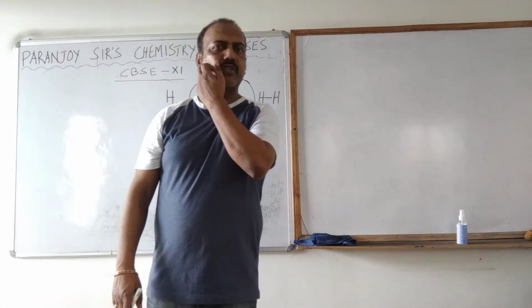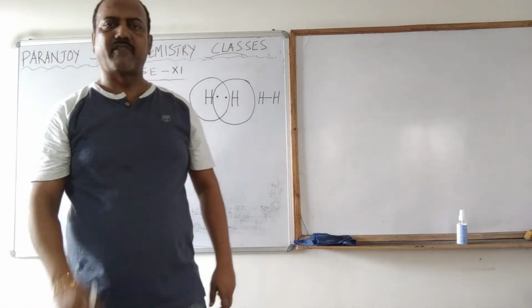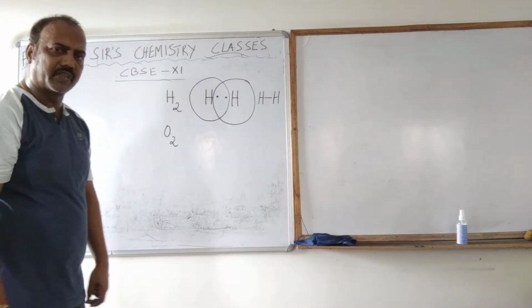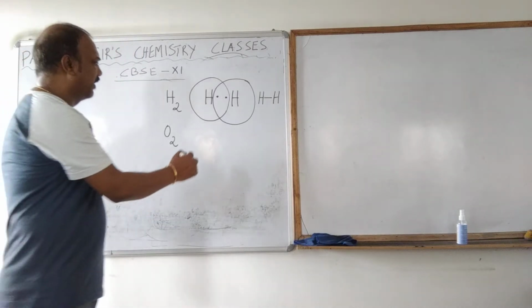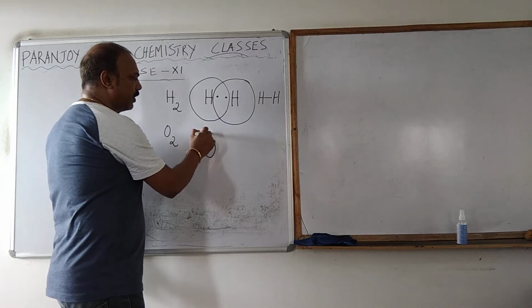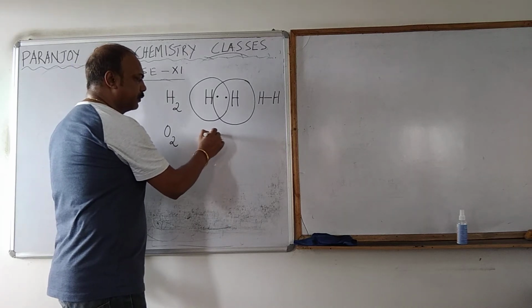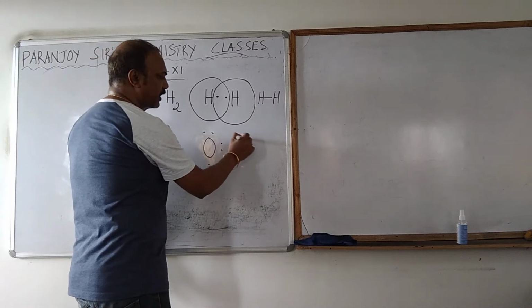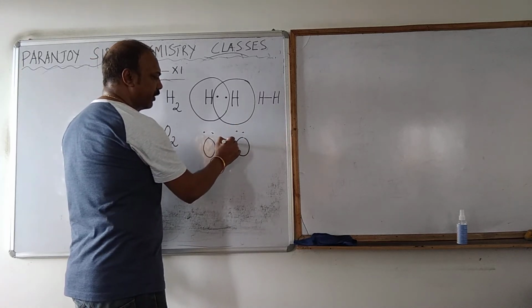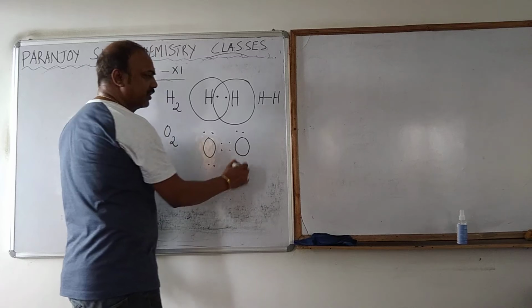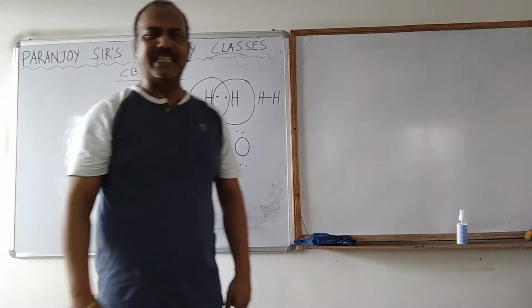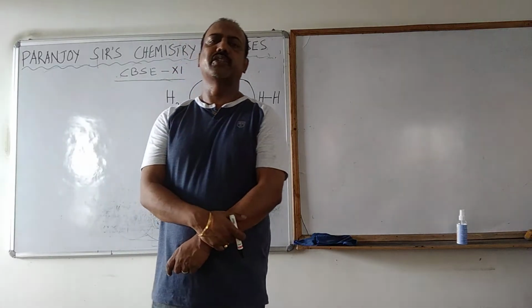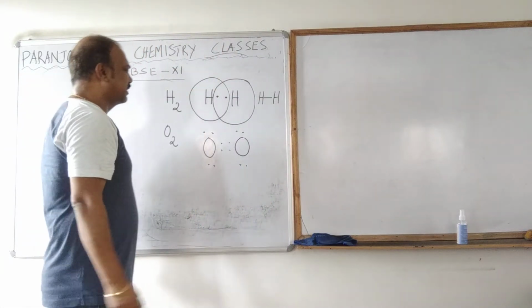So according to Lewis dot structure, we are just drawing the valence shell electrons by dot. So we are going to draw 6 dots with each oxygen atom. Fine. So oxygen atom 1, 2, 3, 4, 5 and 6. Another oxygen atom 1, 2, 3, 4, 5 and 6. Now it wants to become 8 because octet, that's the electronic configuration of the noble gas. So how it can become 8?